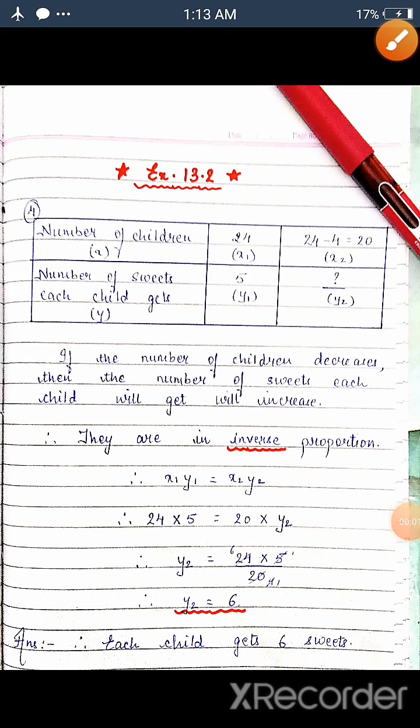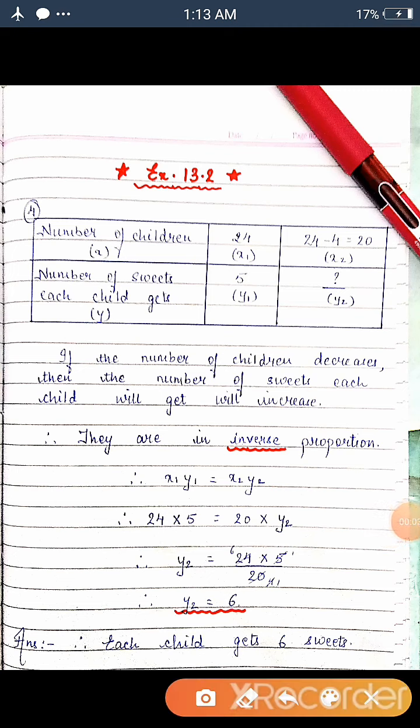Now let us start with exercise 13.2. Question number 4. If a box of sweets is divided among 24 children, they will get 5 sweets each. How many would each get if the number of children is reduced by 4?